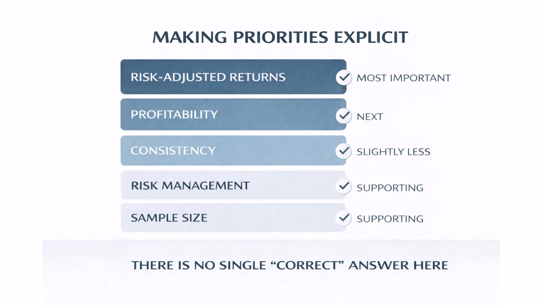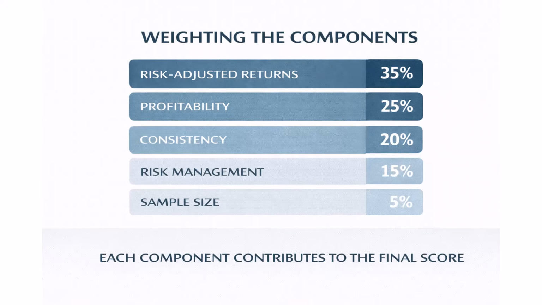And that's actually a good thing, because in this system, weighting is not about optimization or curve fitting, but it's about making your priorities explicit. For example, you might decide that risk-adjusted returns are the most important factor. Profitability comes next, consistency matters but slightly less, and risk management and sample size still matter but are supporting factors. And in practice this might look like this. Risk-adjusted returns get 35% weighting, profitability 25%, consistency 20%, risk management 15%, and sample size 5%. And these percentages simply describe how much each component contributes to the final score.